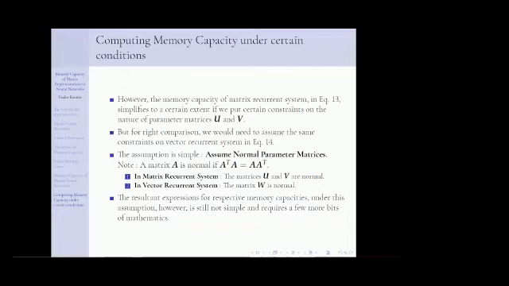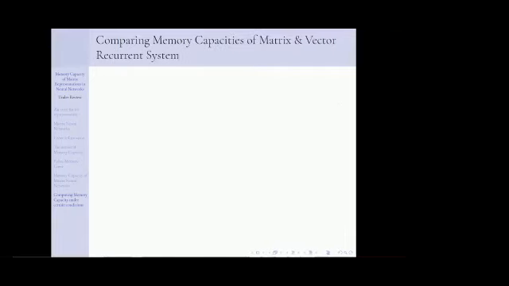The form of equation 13 and 15, under the assumption of normal parameter matrices, is still very long. It's still very hard to calculate, but it's at least calculable. It's not an infinite sum of infinite sums. It is somewhat calculable. And that's what we do now.